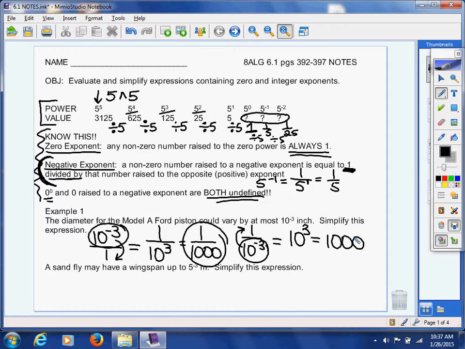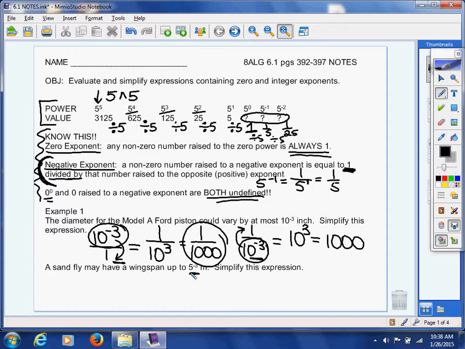So that gives you an idea, some maneuverability, some rules to follow. If my exponent is negative in the numerator, then I'm going to flip it down to the denominator, like I did here. And if my exponent is negative in the denominator, I'm just going to move it up to the top, and that exponent will become positive. And so it's all about moving it across that fraction bar. And if you move it across the fraction bar, the exponent becomes positive. Okay? So let's look at the sandfly that has a wingspan of 5 to the negative 3 inch.